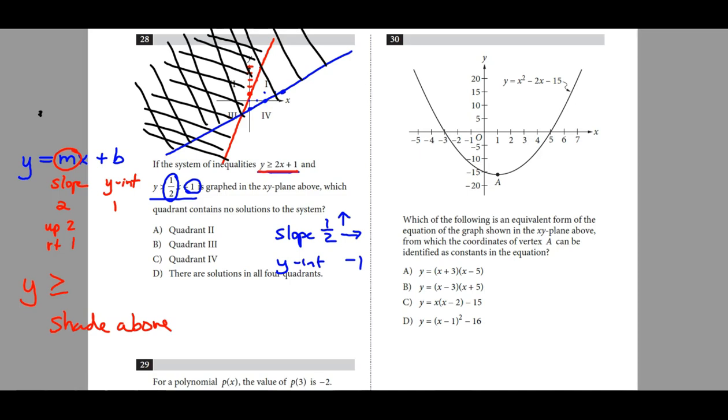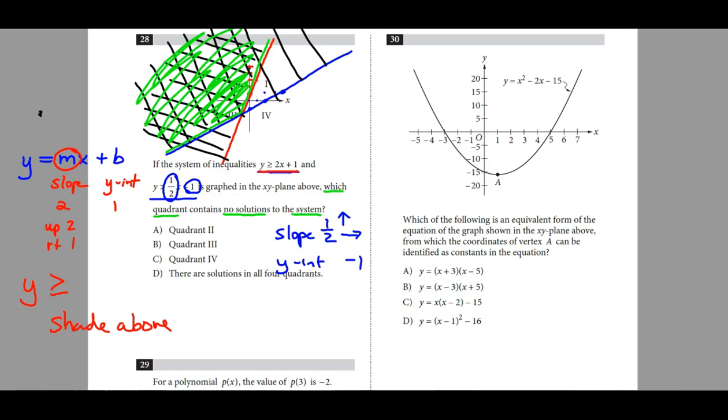And now the solution to the entire system, because that's what they say here. They say, hey, which quadrant contains no solutions for the whole system. Well, the solution to the system is the overlap region. So the region that got shaded twice was basically everything in this area right here. It got shaded by the red and by the blue.